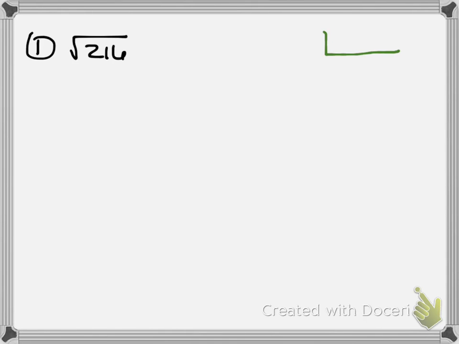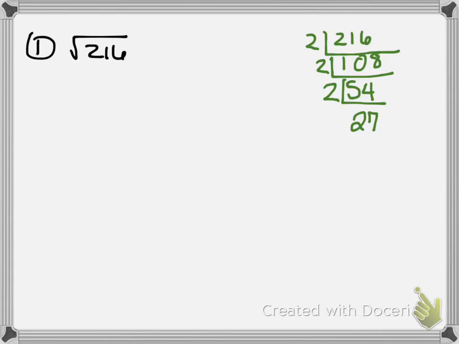So let's look at 216. What's it divisible by? 2. And I use the upside down division to show my work. It keeps it organized. What's 108 divisible by? 2. What's 54 divisible by? 2. What is 27 divisible by? 3. What's 9 divisible by? 3.